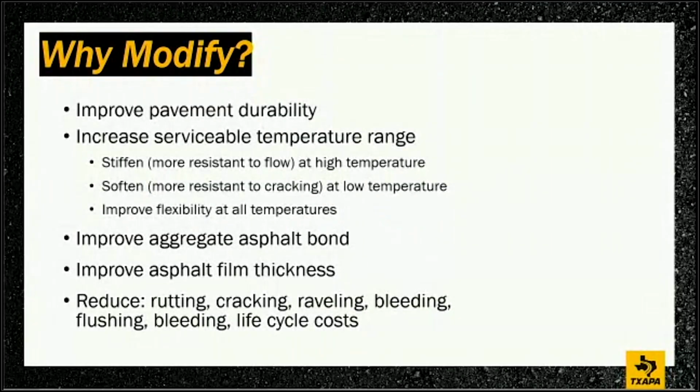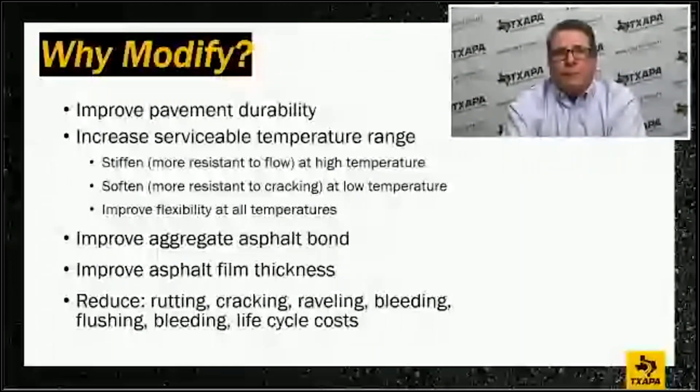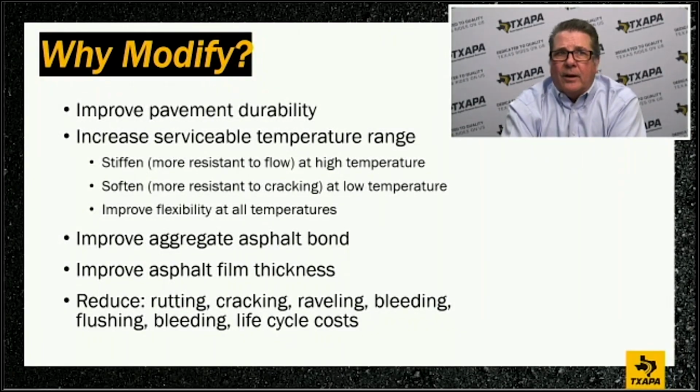And so why do we modify? We modify because of pavement durability. We modify to increase the serviceable temperature range, with stiffen or soften areas. It also improves aggregate coating and improves asphalt film thickness. And again, we're going to reduce rutting, cracking, raveling, bleeding, and improve the life cycle costs when we modify.